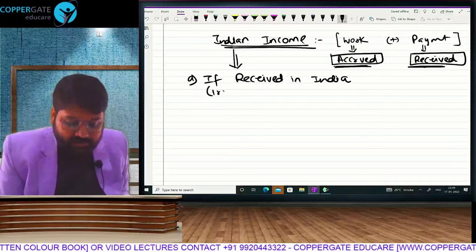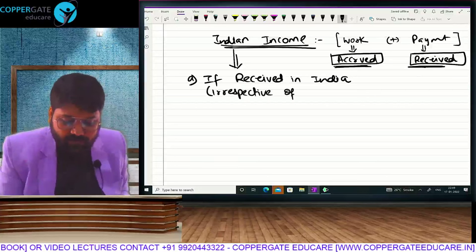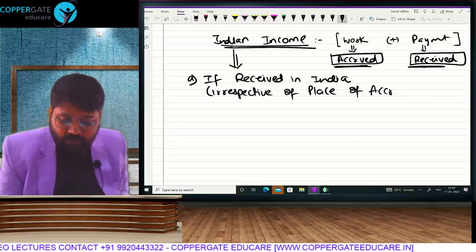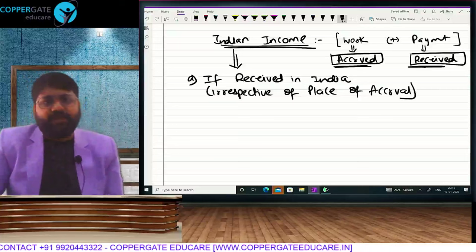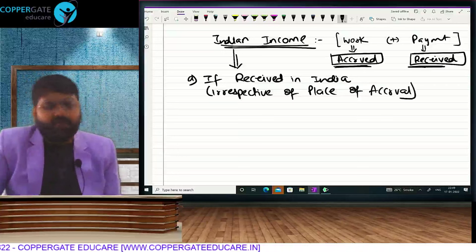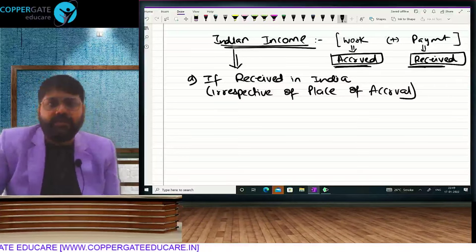Let me mention this, irrespective of place of accrual. Irrespective of place of accrual, ignoring the fact where this income became due, ignoring the place where the income became due, if it is received in India, it will be Indian income.